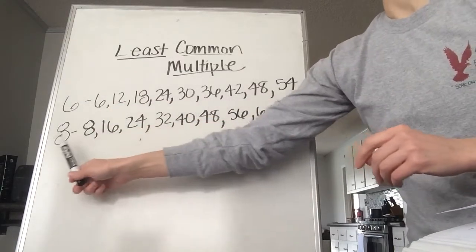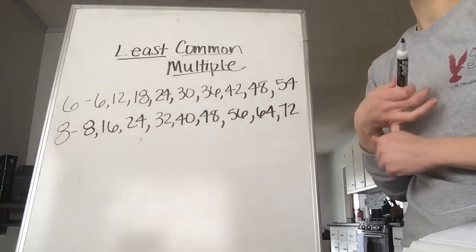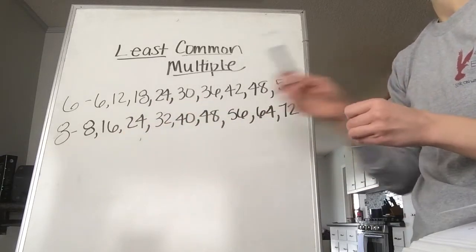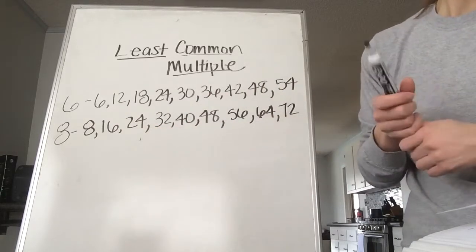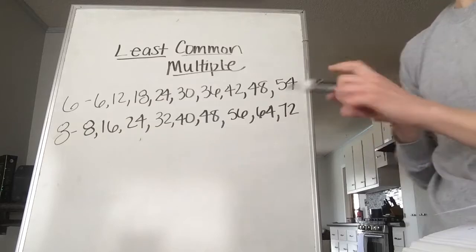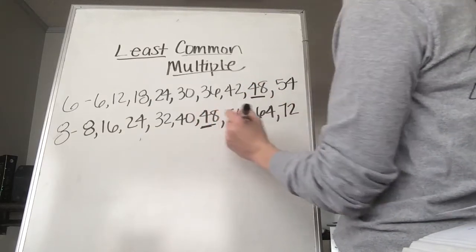So 8 times 1 is 8. 8 times 2 is 16. 8 times 3 is 24. So if you do what some people call skip counting, or just doing all the multiplication tables of this, these would be your multiples of each of these numbers. So what are the common ones? Okay, 48.